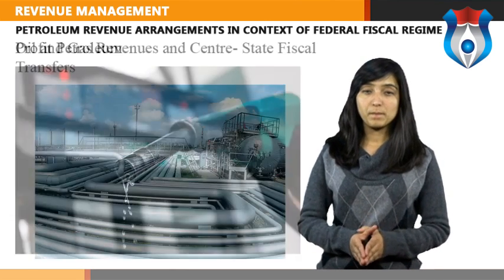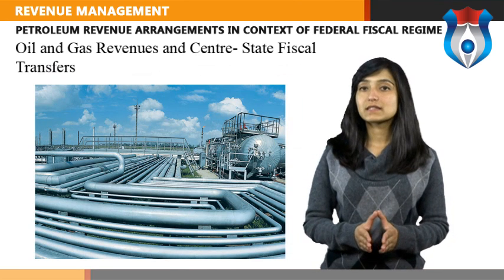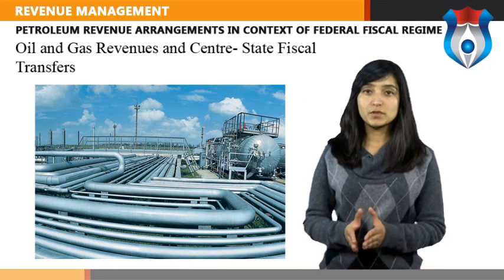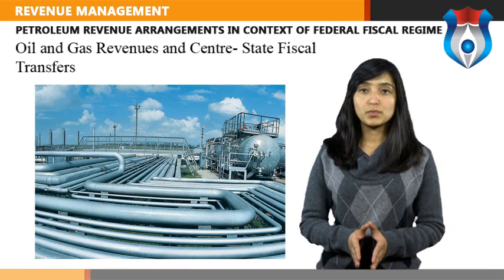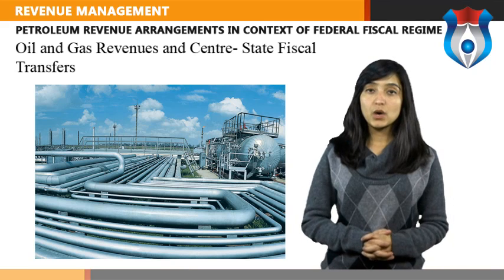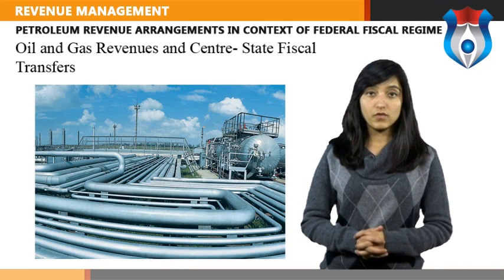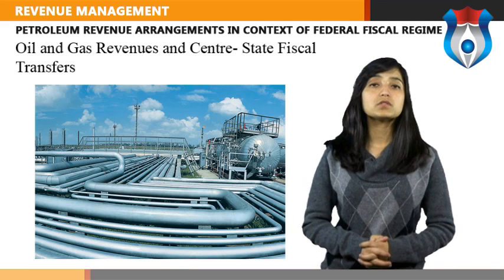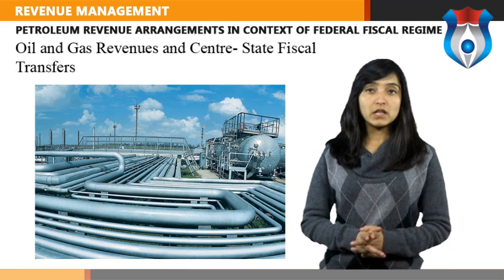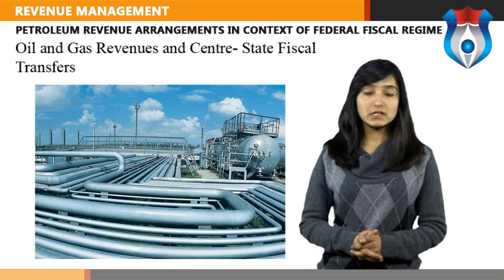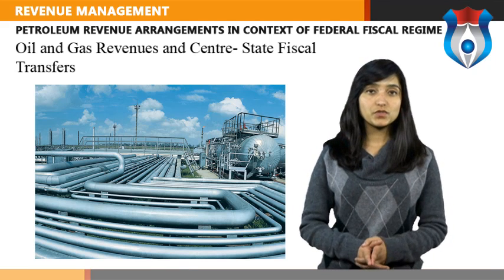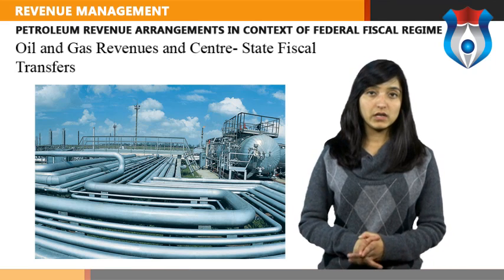Oil and gas revenues and center-state fiscal transfers. Receipts of the Government of India from oil and gas comprise tax and non-tax revenues and capital receipts, while those of the states consist of revenues generated from own sources, tax or non-tax instruments on subjects that fall under the domain of state governments, as well as transfers from the central government. Transfers are made through three routes. A.